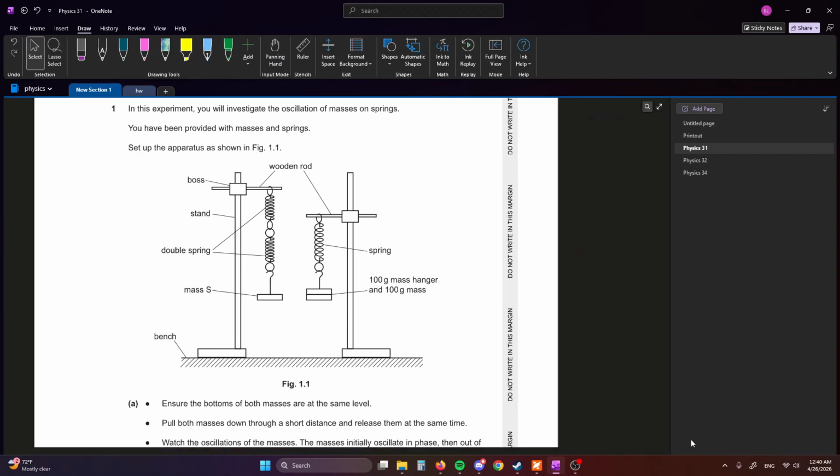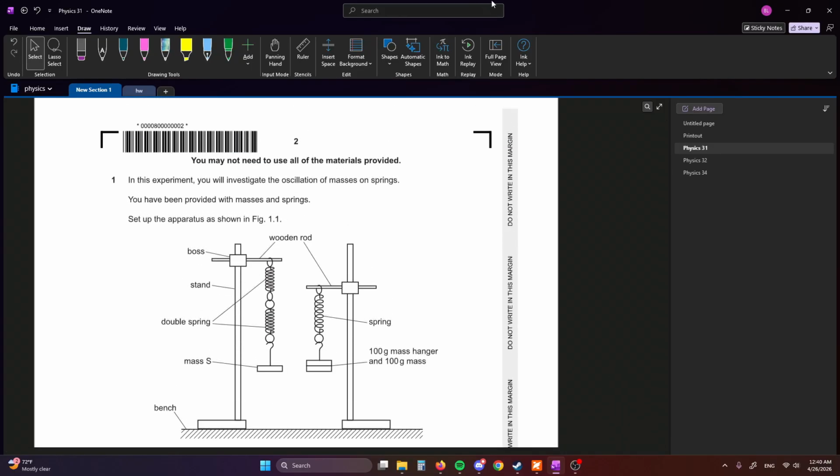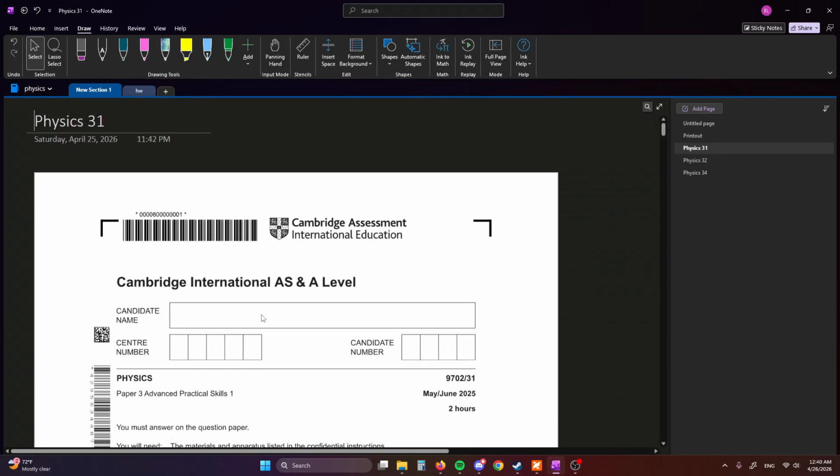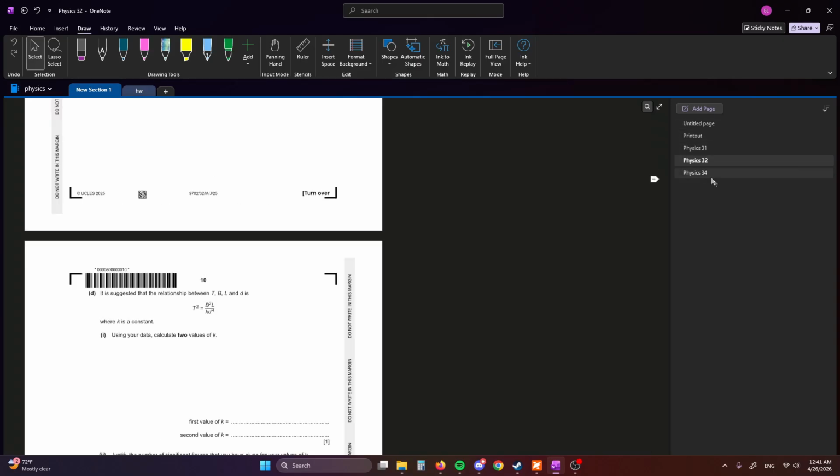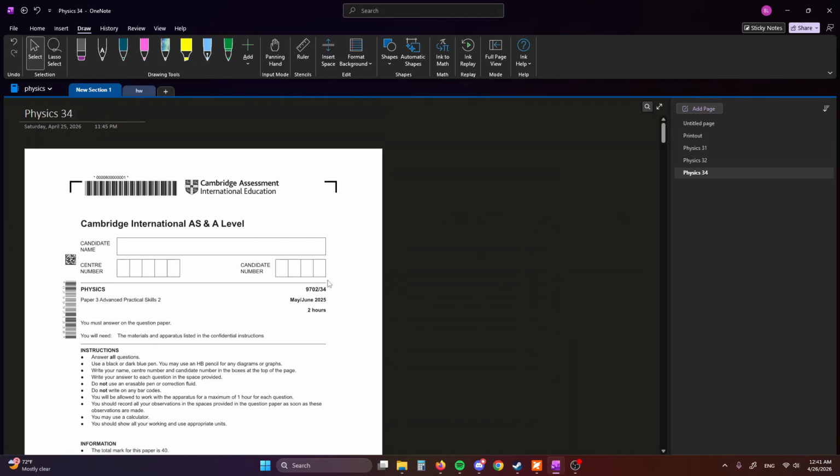So today we're gonna go over some paper 3 practice because it's gonna be coming up real soon. So we're just gonna go over like a couple past papers. This is from May June 2025. And then we're just gonna go over 3.1, 3.2, and 3.4.